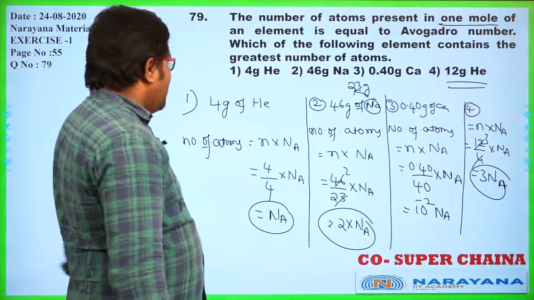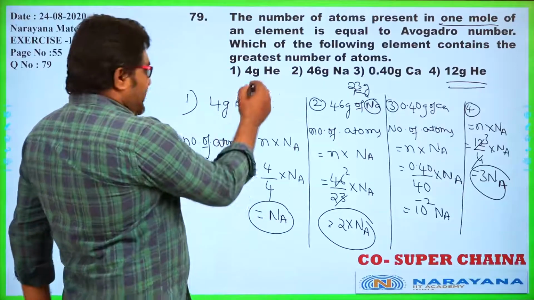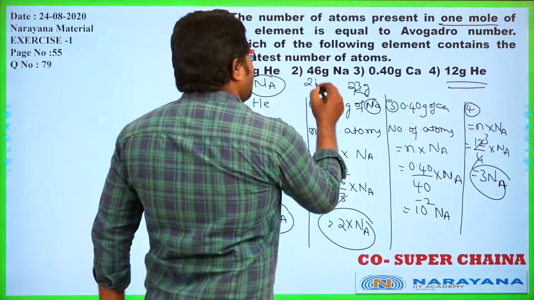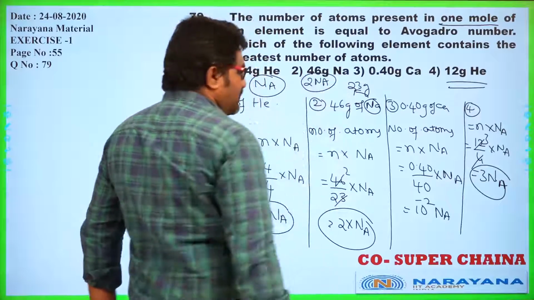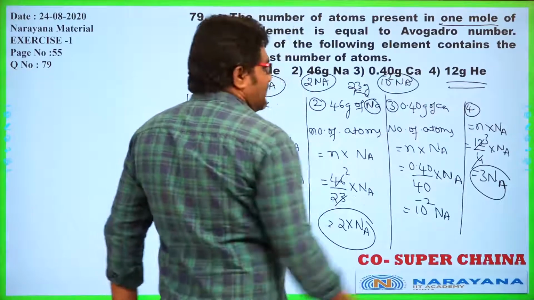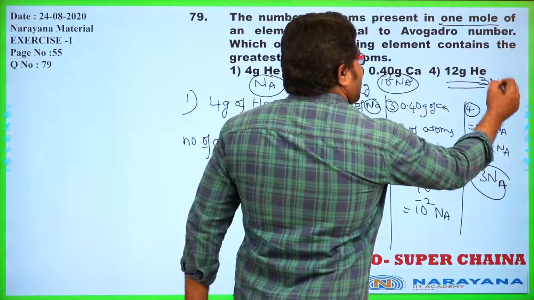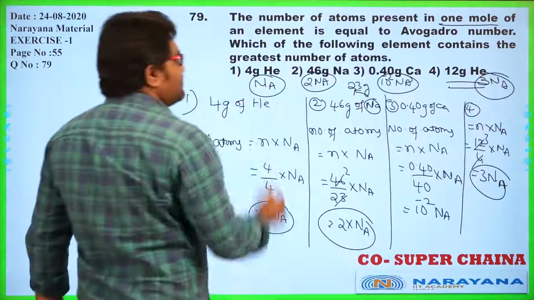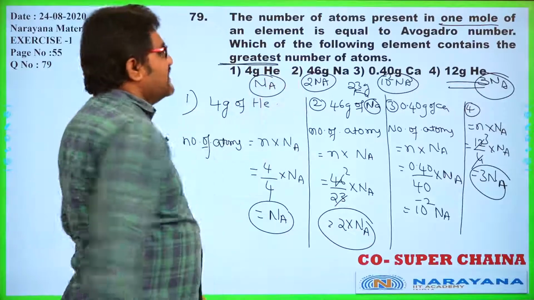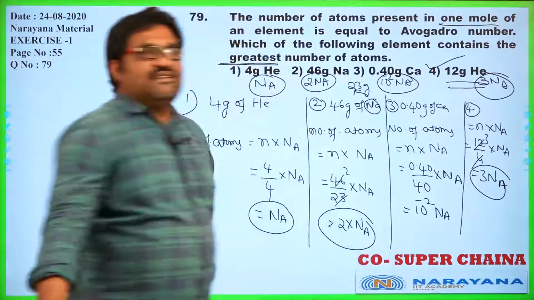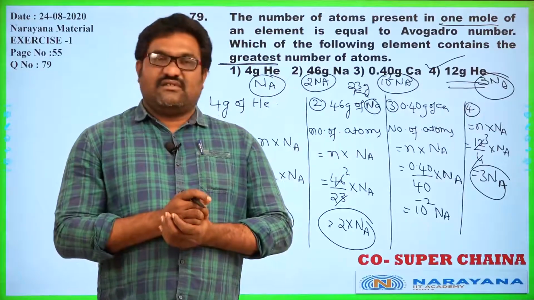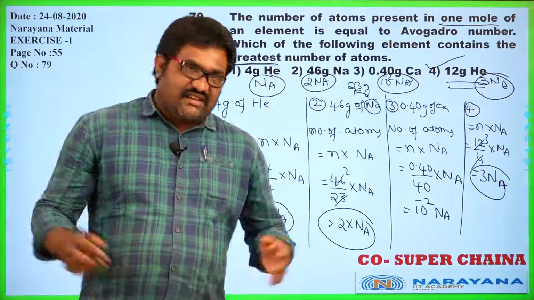So obviously in the first case we have only Avogadro number. In the second option we have 2 into Avogadro number. In third option we have only 10 power minus 2 into Avogadro number. And in fourth option we have 3 into Avogadro number. So which one is the correct one? Which one has more number of atoms? Greatest number of atoms is nothing but 12 grams of helium. If number of moles are more, number of atoms are also more. Okay, let us go for the next question.